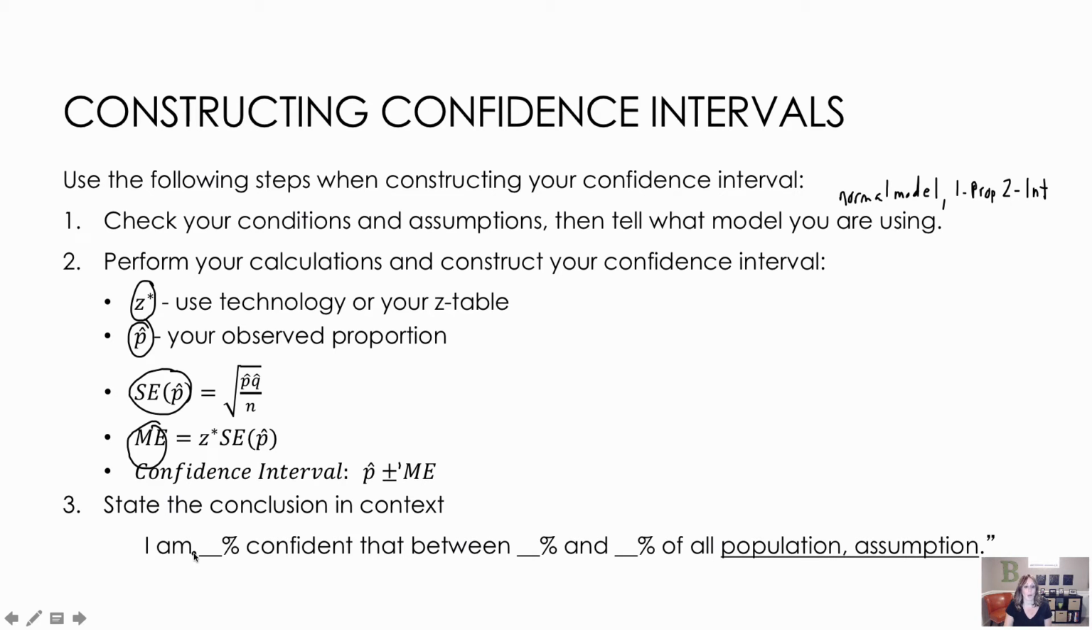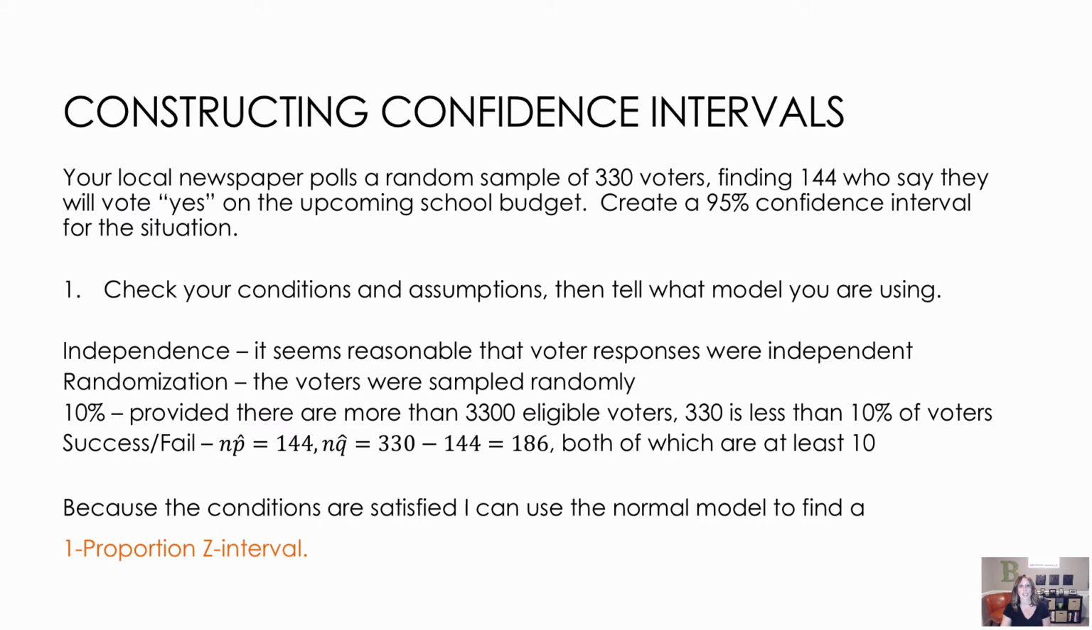So I am whatever percent confident that between this percent and this percent of all whatever that I'm testing for, and then whatever that I'm testing for. Of course this makes way more sense with an example, but here's your basic idea. You might screenshot this and remember to use this as you're moving forward. So here's an example, start to finish, of all of the steps.